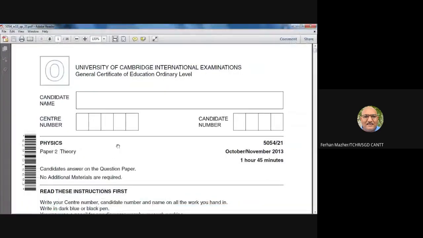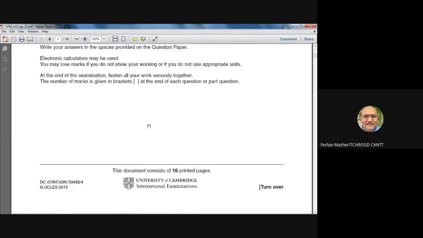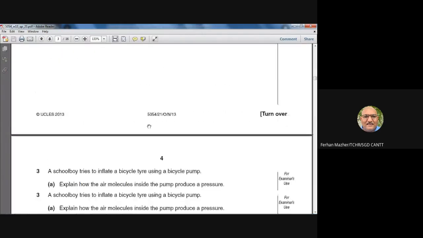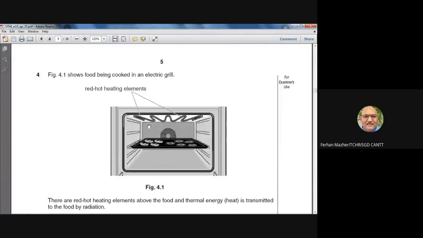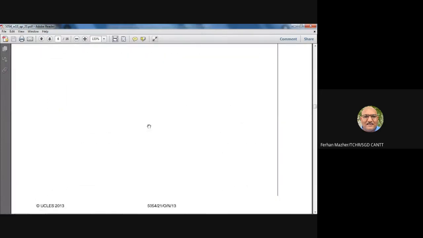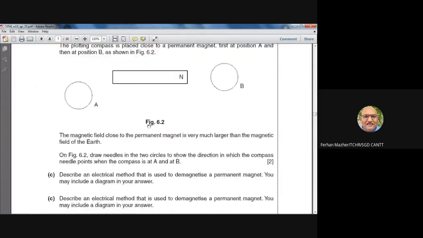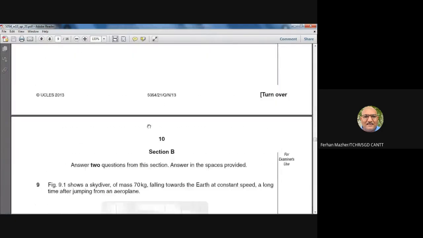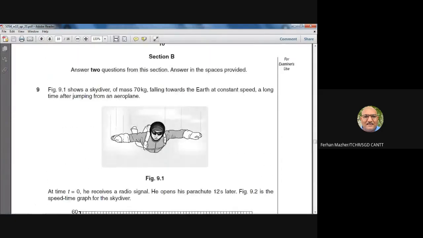October/November 2013 Paper 2, and we will do Section B. Section A we will do in another video. Okay, so this Section B starts from question number 9. That is our first question, which we will be solving.